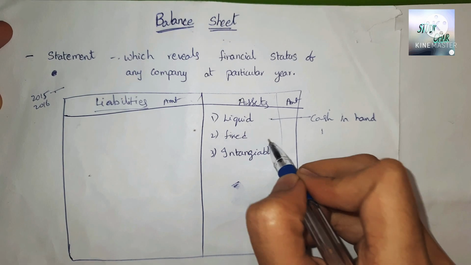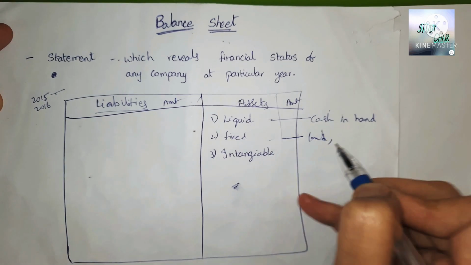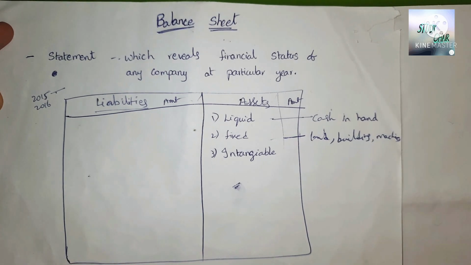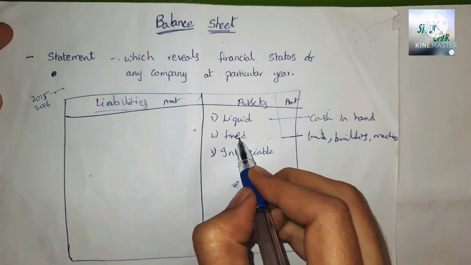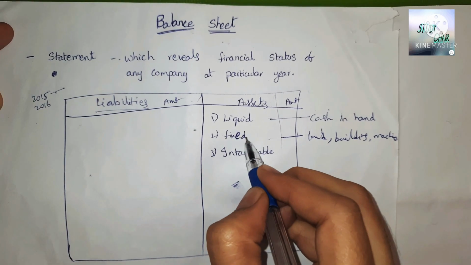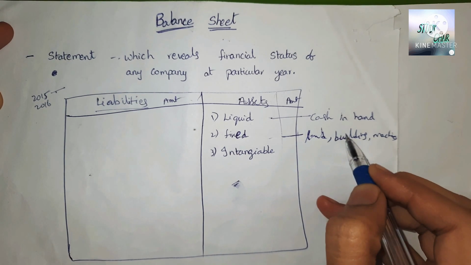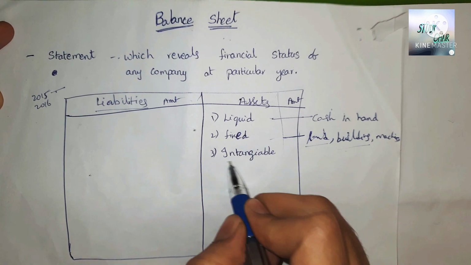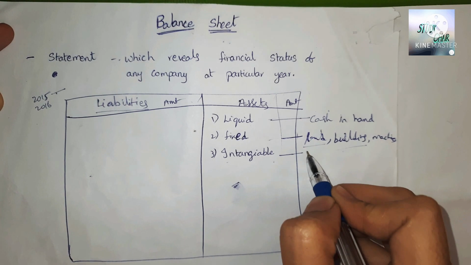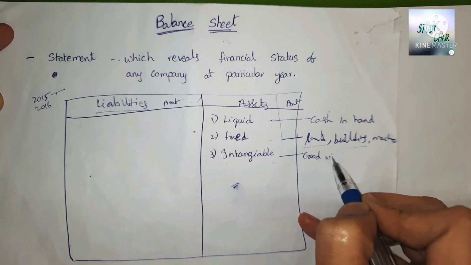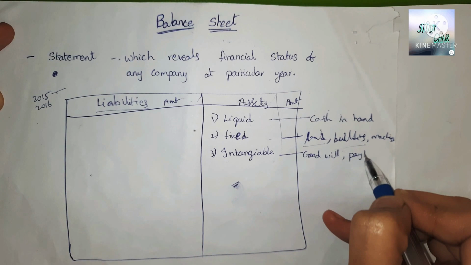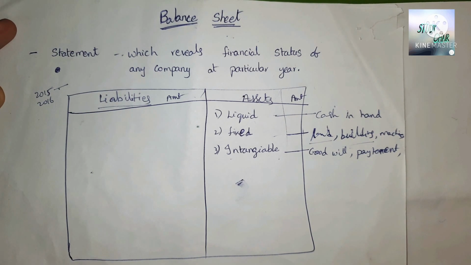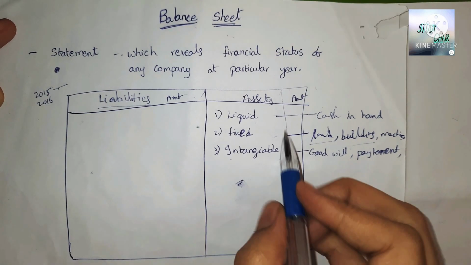And fixed assets are like land, building, machineries. Those are fixed assets because we purchase them only one time, and they will be used for a lifetime. We will buy a building one time, it will be used for a lifetime, and land is also like that. And the next one is intangible assets, which we can't touch, like goodwill, reputation, patents, copyrights. Those are all intangible.